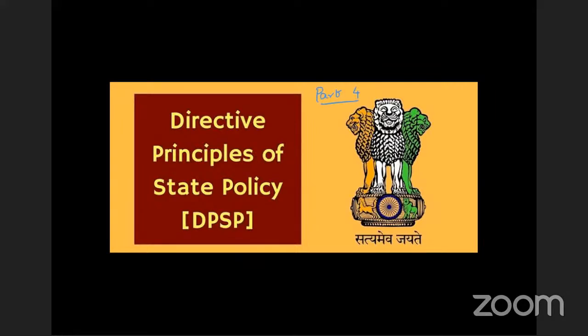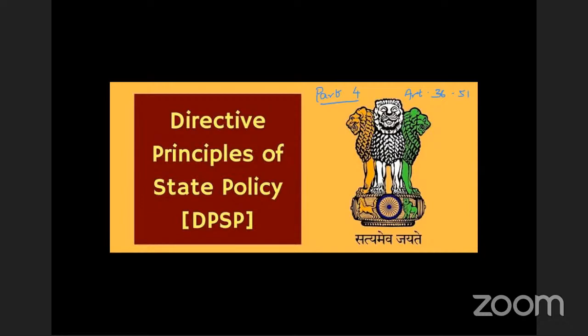And what are the articles which deal with the directive principles of state policy? From Article 36 to Article 51, you have the various provisions dealing with the directive principles of state policy. Having understood this basic information, we have to primarily remember that the directive principles of state policy are inspired from the Irish Constitution, that is, the country of Ireland.